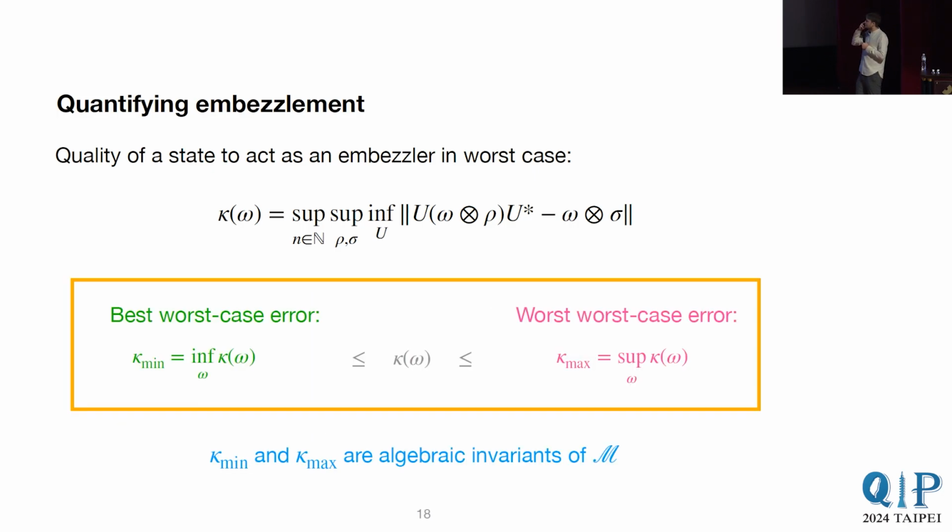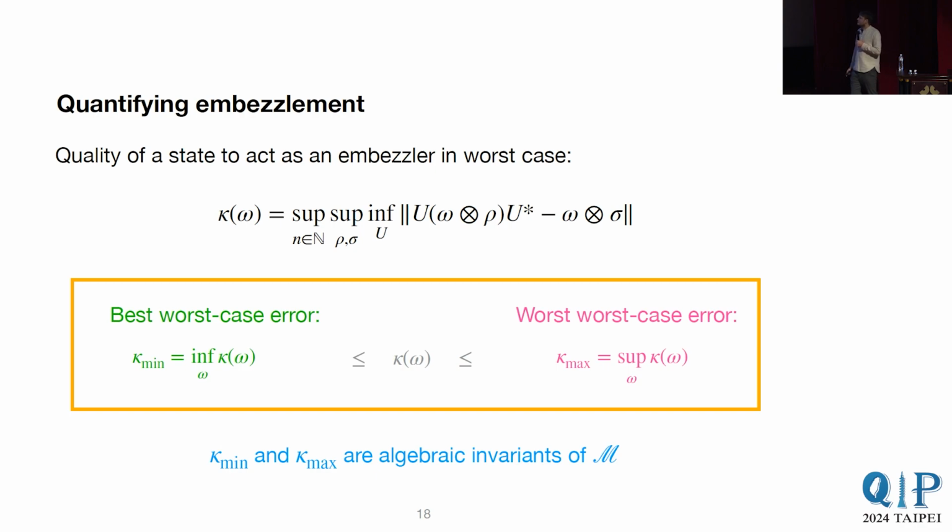It's also useful to take some sort of optimized versions of this. So one is the best worst case error. So we find the best embezzler on our algebra M. And one is the worst one, where we take the supremum over the states. And these quantities, kappa min and kappa max, are algebraic invariants of our von Neumann algebra that we started with. So these really only depend on the algebraic structure that we have here. And these will be very useful for the remainder of the talk. So this is really the central quantity for the whole talk.